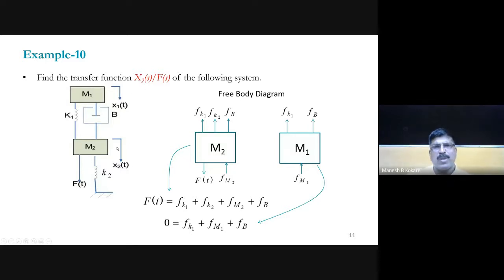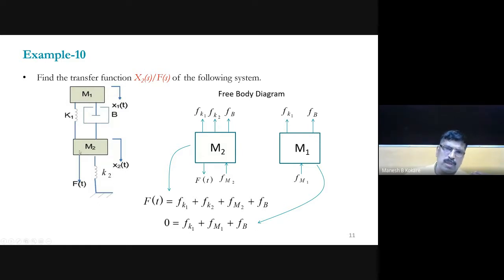If somebody asks you to find out the transfer function of this system when x2 is considered as the output and F(s) is the input, where is the F(s)? Here. And then this is the output, and this mechanical system is given to you. So from that you can draw the free body diagram, or you can draw the nodal diagram. So what is the free body diagram for this one?